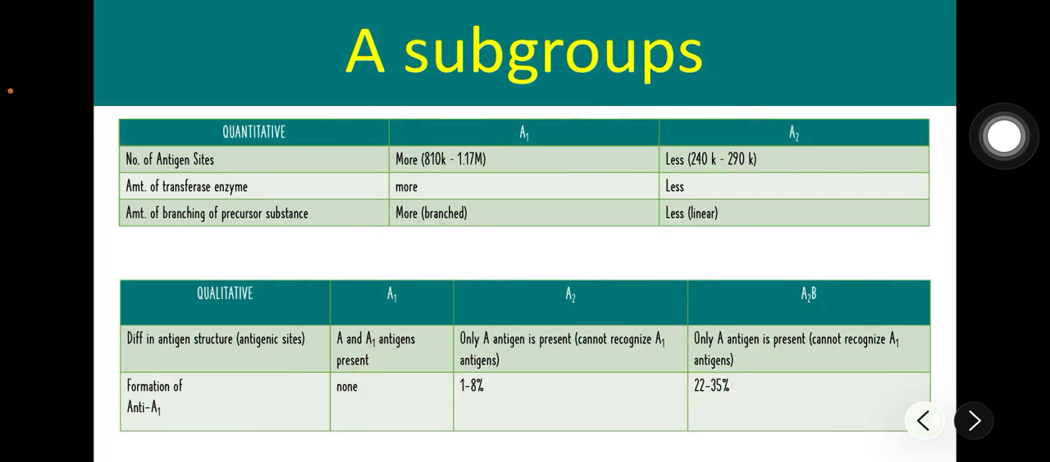We have two major subgroups. We have the A and the B subgroups. But let's talk first about A subgroups. The two major subgroups of A are A1 and A2. The A1 and A2 genes are the primary alleles responsible for the two most common subgroups of Group A, which together account for approximately 99% of all Group A individuals.